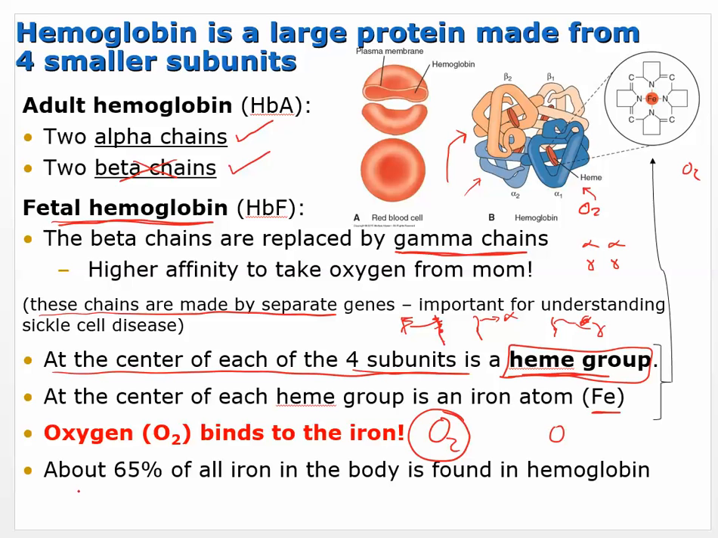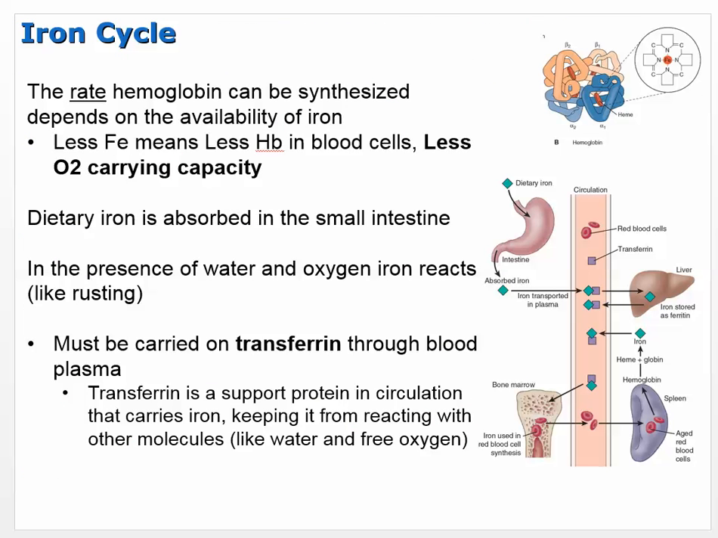Maybe asking you, what if it's half full? You're only going to have two, or something like that. That sounds like I'm just trying to trick you, but maybe something functional. All right, so about 65% of all the iron in your body right now is found in your hemoglobin. Okay, so 65%. So we're going to talk about where the rest of it might be because we're going to talk about the iron cycle.